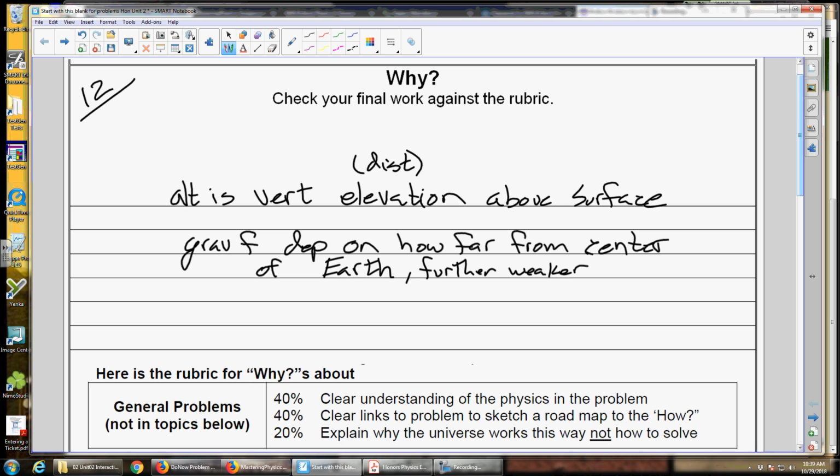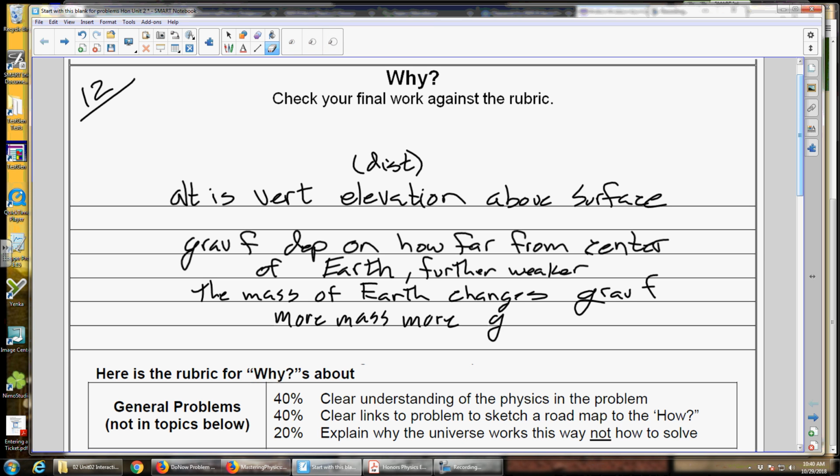Anything else influence the gravitational field? Anything about the Earth that would make it bigger or smaller? The mass. The mass of Earth changes the grav field. Oops, that was 13. More mass, more force, more strength.